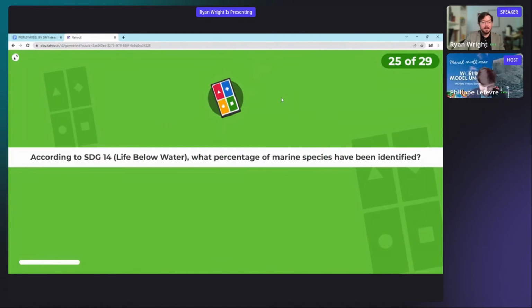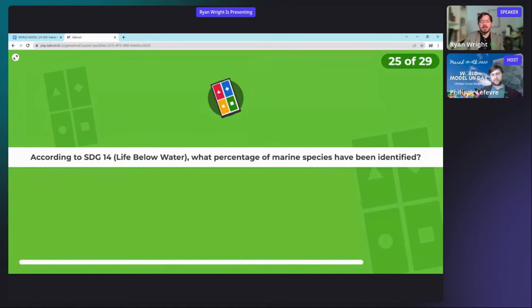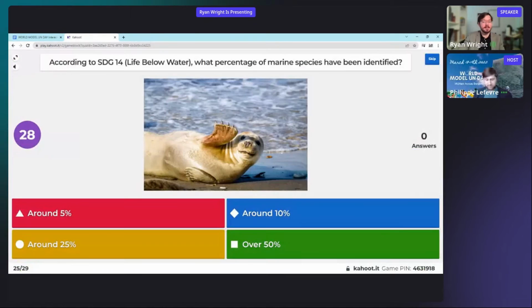Now, Clyde, back at the top there. According to SDG 14, Life Below Water, what percentage of marine species have been identified? Around 5%, around 10%, around 25%, or around 50%. Now, this is a fun one. What do you mean identified? Like, people have seen them or classified them or what?